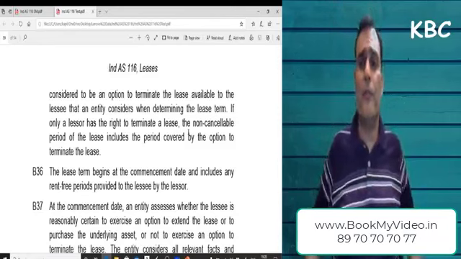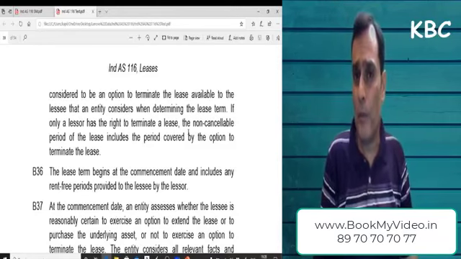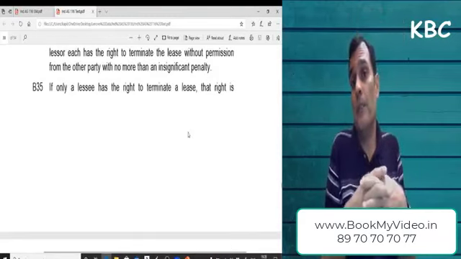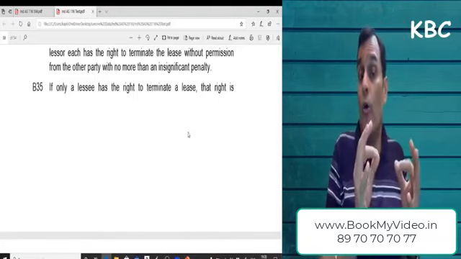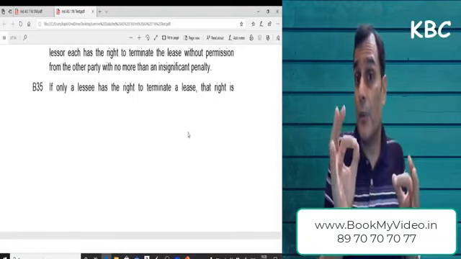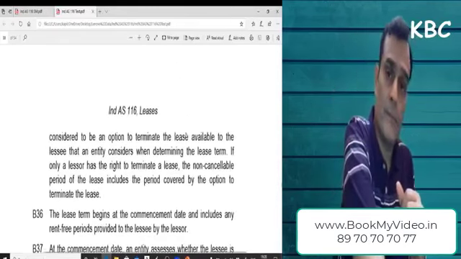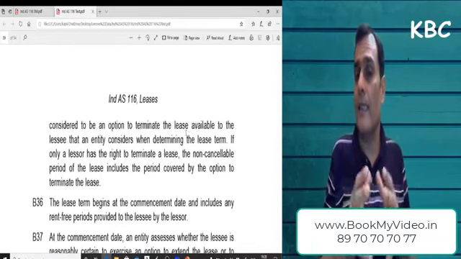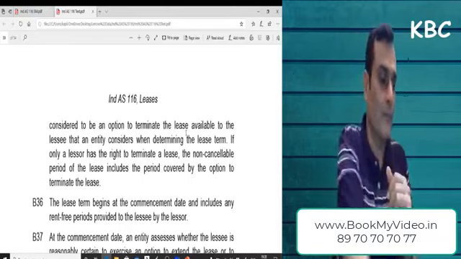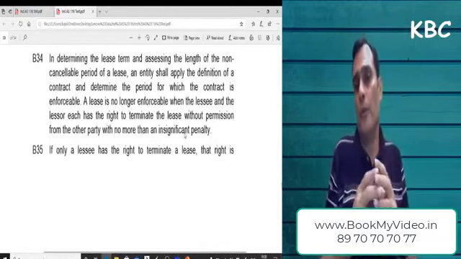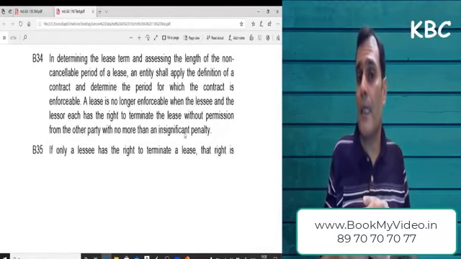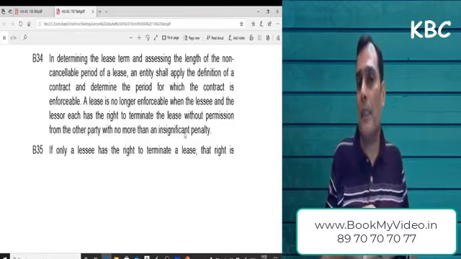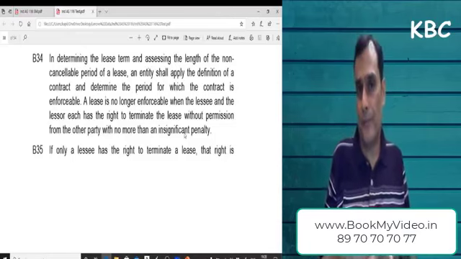All said and done, even if you don't understand para numbers B34 and B35, I'm sure you'll appreciate one thing. Look at the start of para number B35. Only a lessee has a right to terminate. One. The last sentence, if only a lessor has the right to terminate. Two. Para number B34, second last line, lessee and lessor each have a right to terminate. So termination rights are with both.